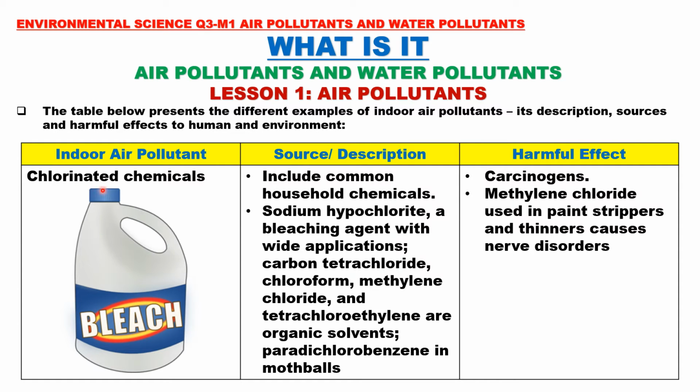Next, we have chlorinated chemicals. These include common household chemicals like sodium hypochlorite, a bleaching agent with wide applications, or yung Sonrox natin, Clorox na tinatawag. Carbon tetrachloride, chloroform, methylene chloride, and tetrachloroethylene are organic solvents. Para dichlorobenzene is in mothballs. These chlorinated chemicals are carcinogens. They can cause cancer. Methylene chloride, used in paint strippers and thinners, causes nerve disorders.